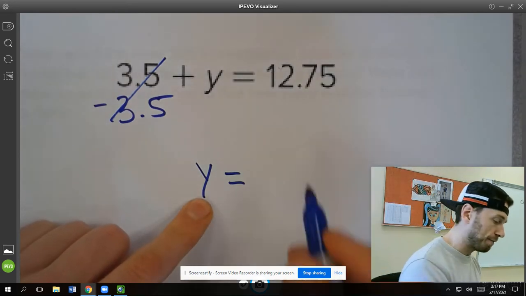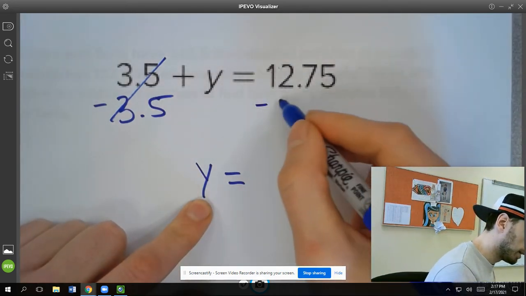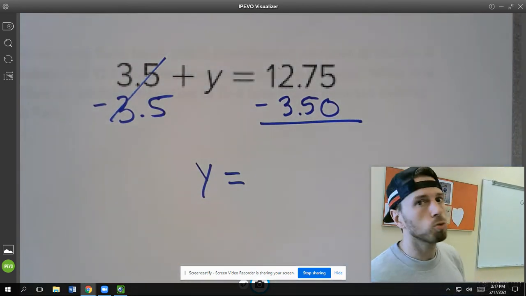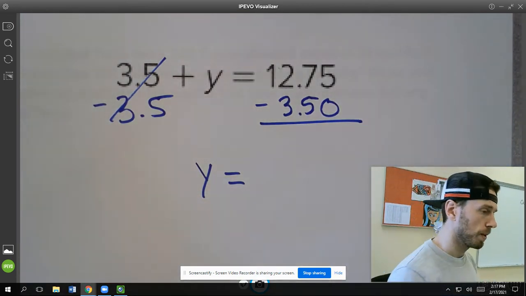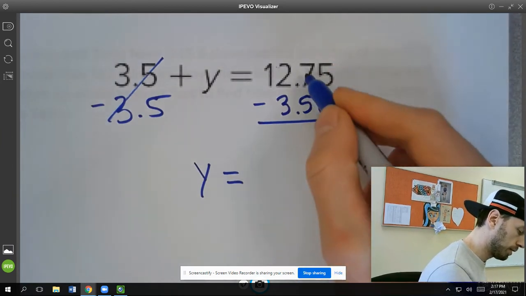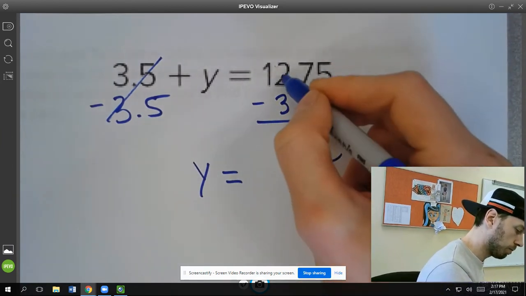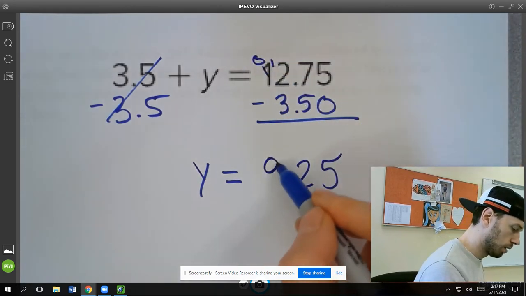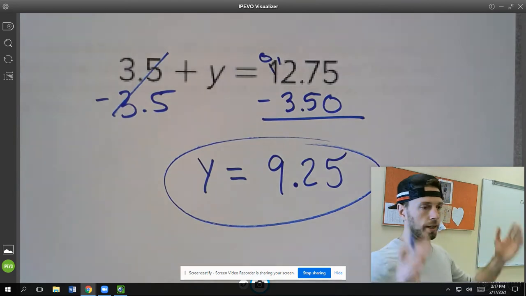But remember, you have to then subtract it from this side too, minus 3.5 from this side. I'm going to line up my decimals because that's how you subtract and add decimals. And then go ahead and subtract here. 5 minus 0 is 5. 7 minus 5 is 2. The decimal. And 12 minus 3 is 9. And your answer is that.